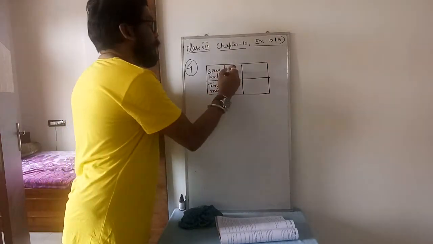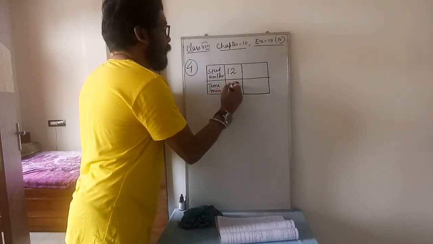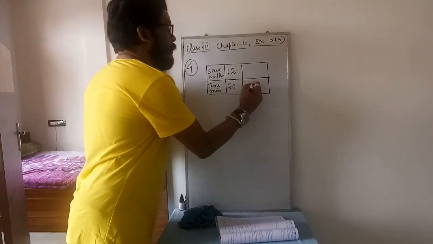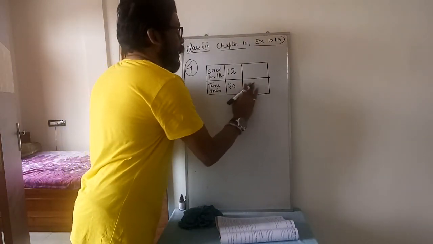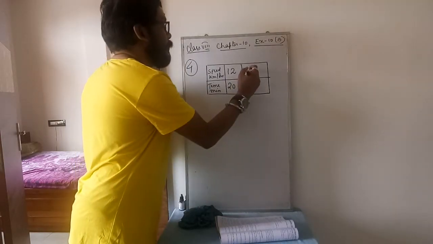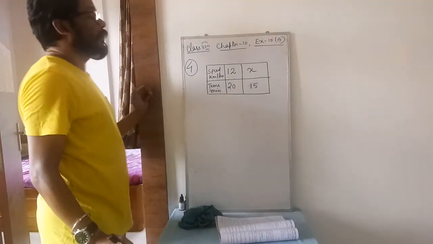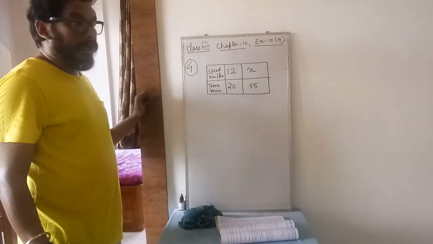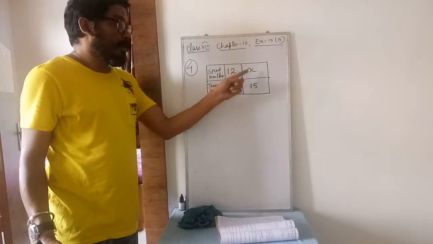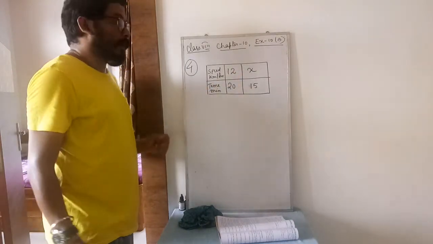So first case speed was 12, so time taken was 20. In the second case time was given 15. You have to find out what speed. Since you don't know the speed, I have taken it as x. The value of speed in the second case is not known, so it is taken as x. So now I will continue.